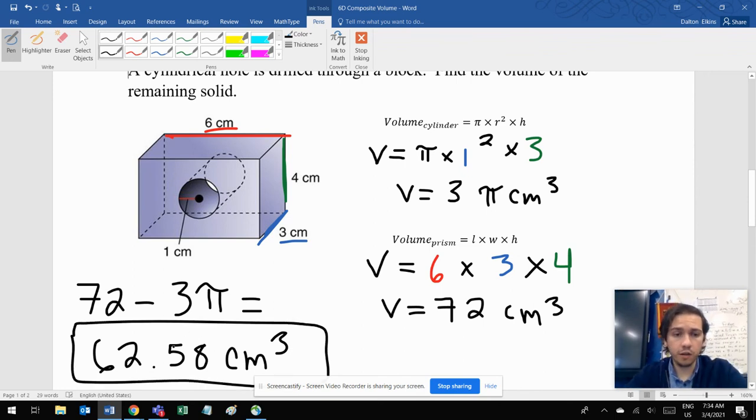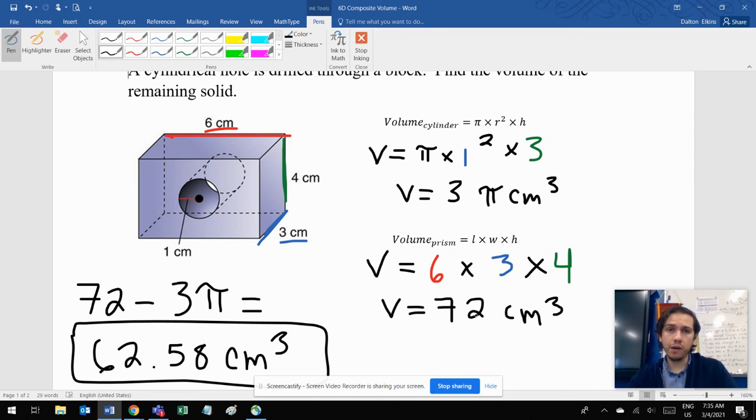This should make sense. The volume here, 62.58, is less than 72. We did remove volume. The prism overall was bigger, and then we removed part of it. That's why we had this subtraction, and that's why our final volume is less than what we started with. That should make sense because we're removing something.